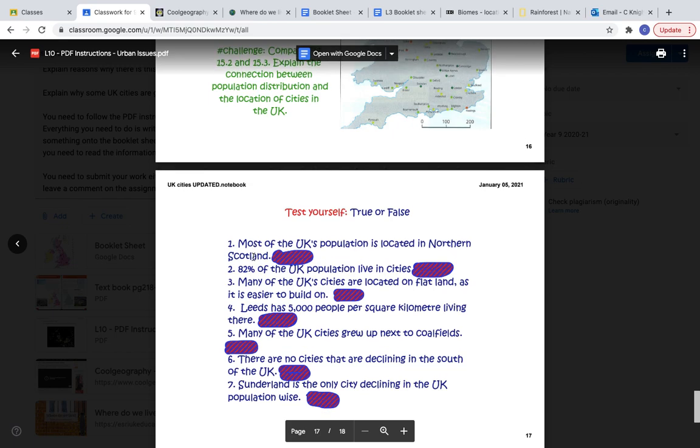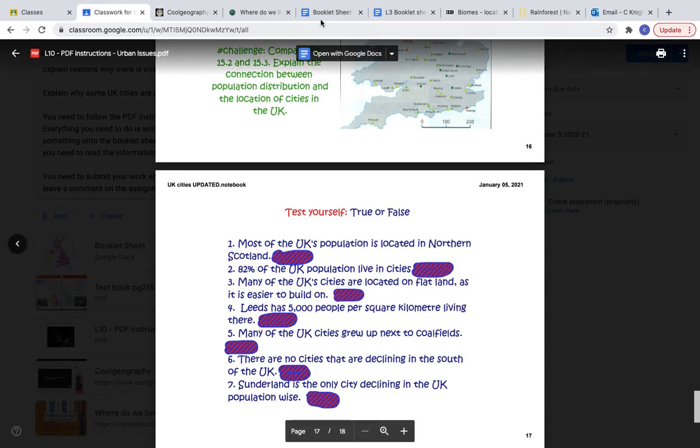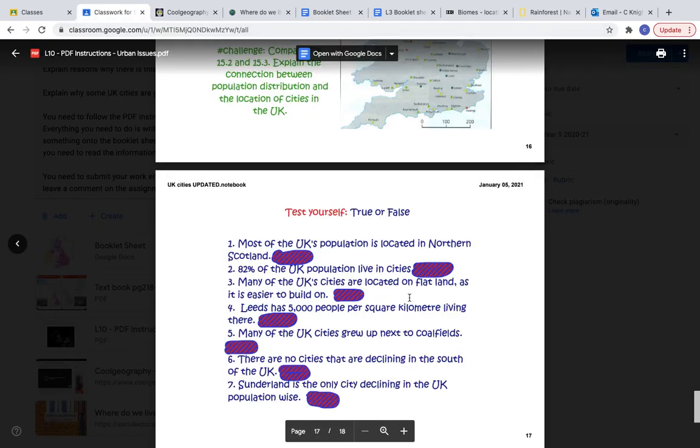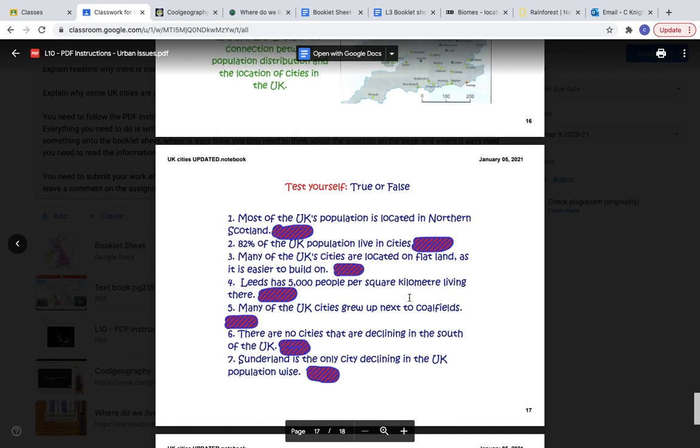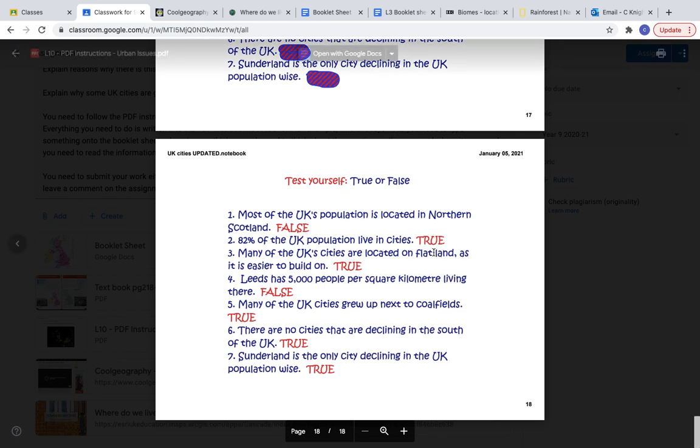So then, the last thing we're going to do today is to test yourself. So have a little think about whether these are true or false. I don't think you need to write these down. No, you can just have a think about these. So just think about whether you think they're true or false, and then go on to the next slide and it will tell you whether they're true or false.